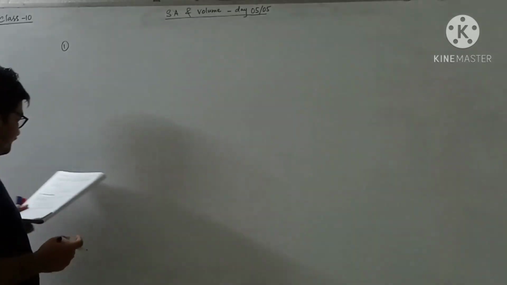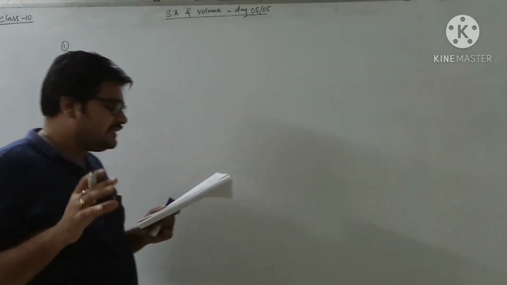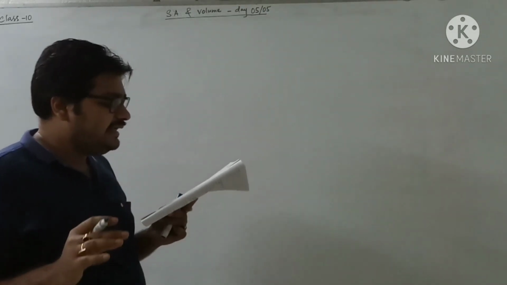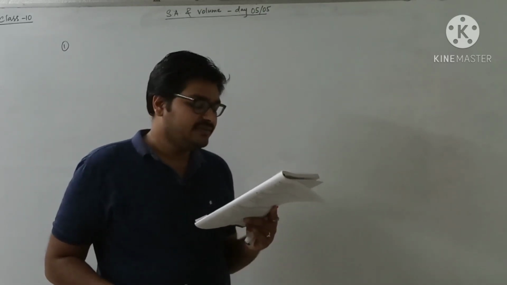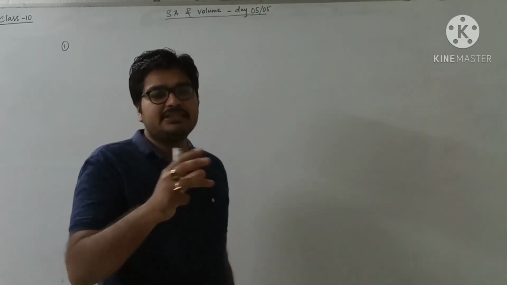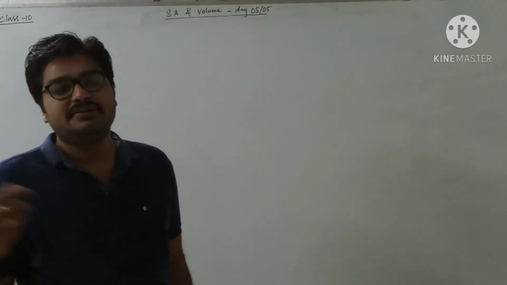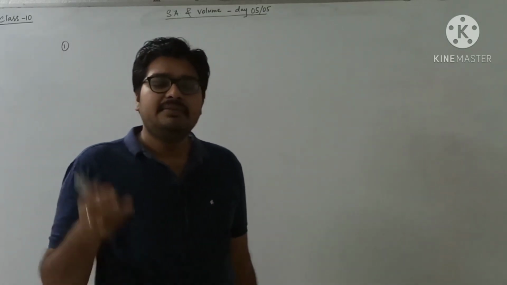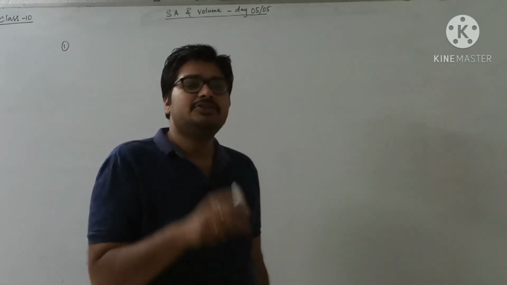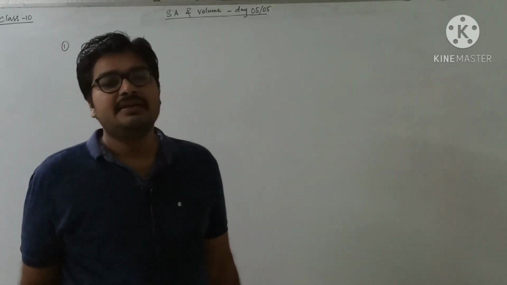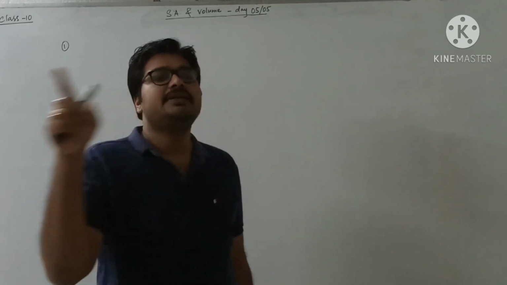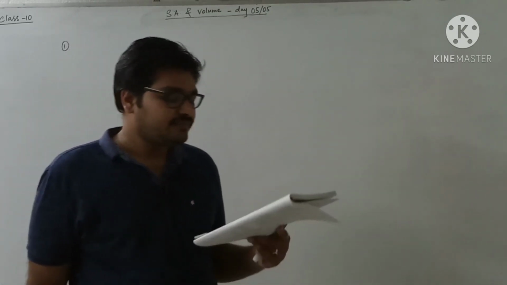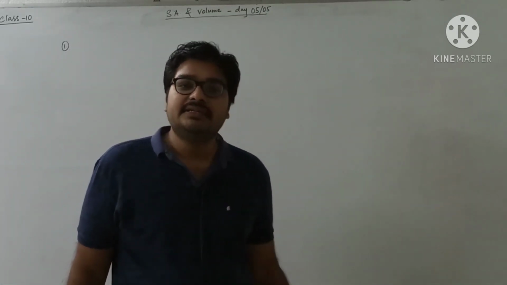What is the question? A metallic sphere of radius 4.2 cm is melted and recast into the shape of a cylinder of radius 6 cm. See, the sphere has melted and formed a cylinder. So what does it mean? It means the volume of the sphere should be equal to the volume of the cylinder. Because the sphere has melted to form the cylinder, the volume of the sphere must be equal to the volume of the cylinder. Find the height of the cylinder.